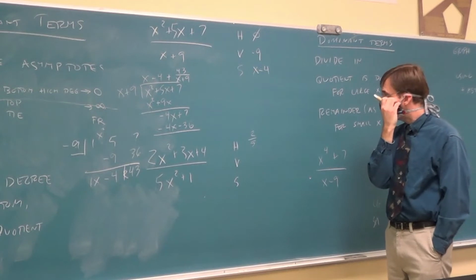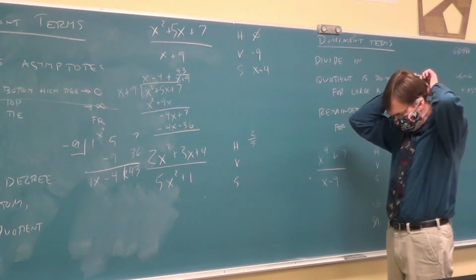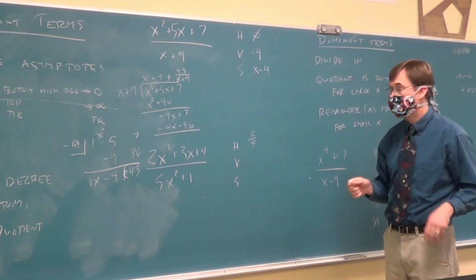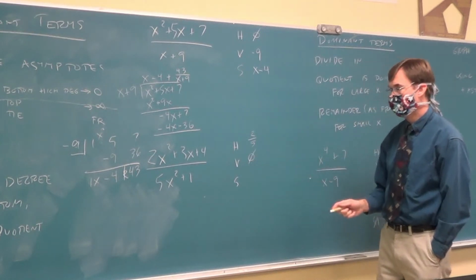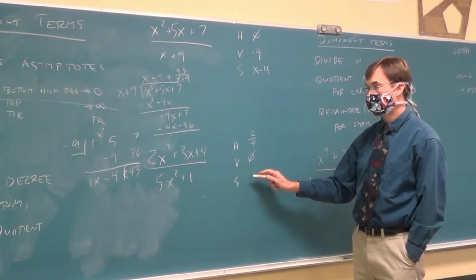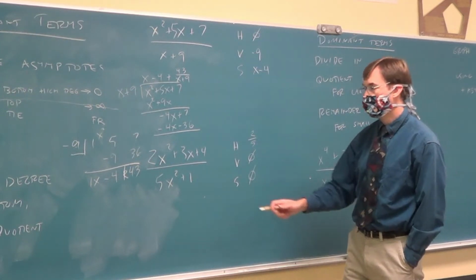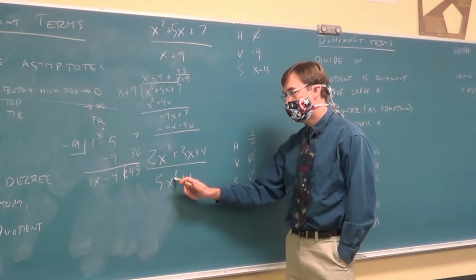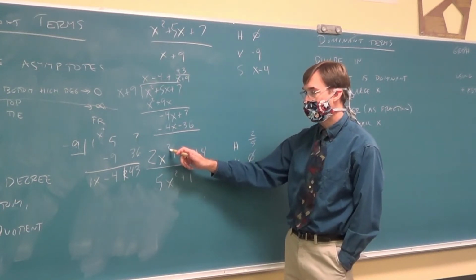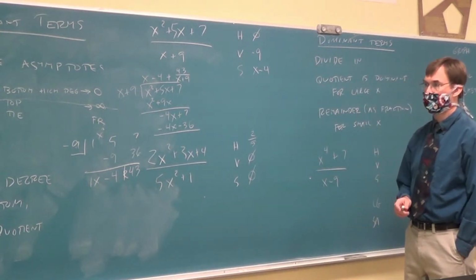Vertical? No, can't do it. There's no way to make the bottom 0 there. Slant? Also no. The slant is very picky. The top has to specifically be 1 power higher than the bottom. So with an x squared on the bottom, unless the top has an x cubed for its champ, the slant is the least likely thing you're going to find in this homework.